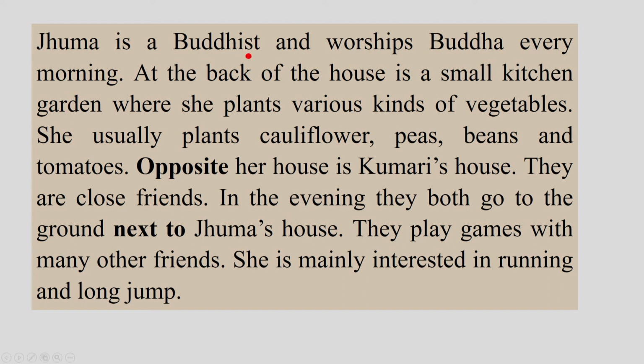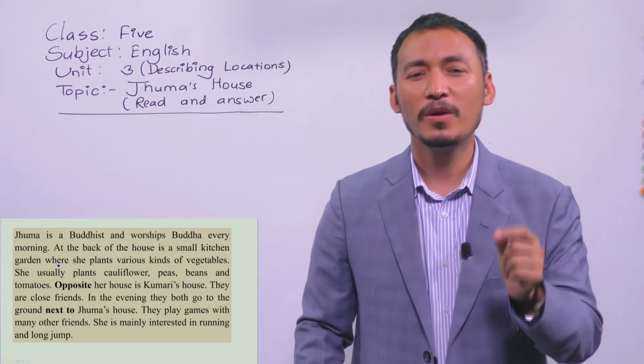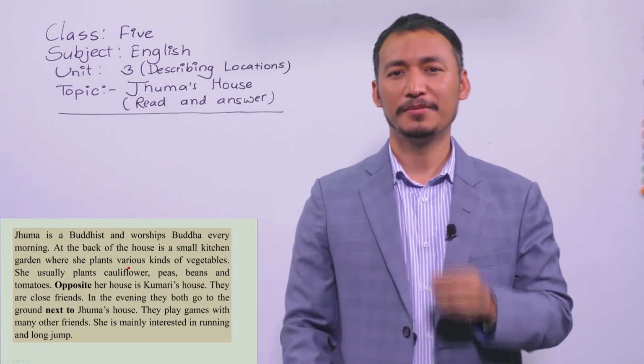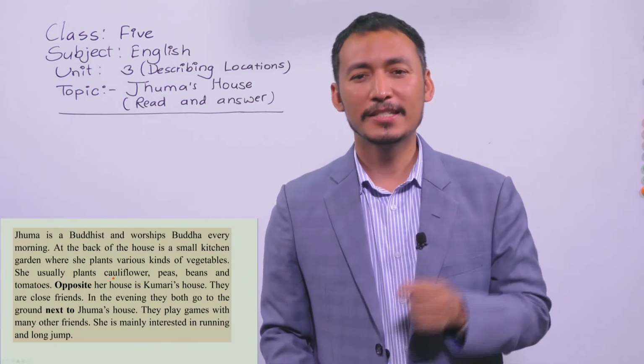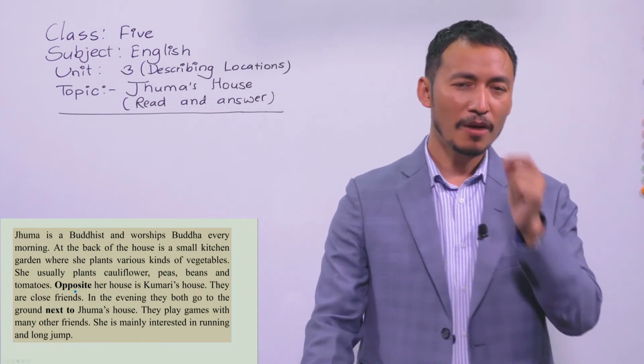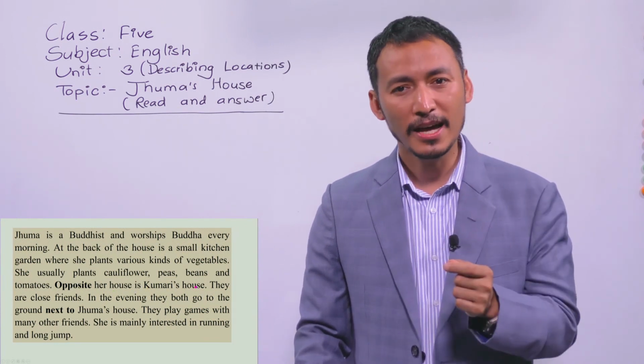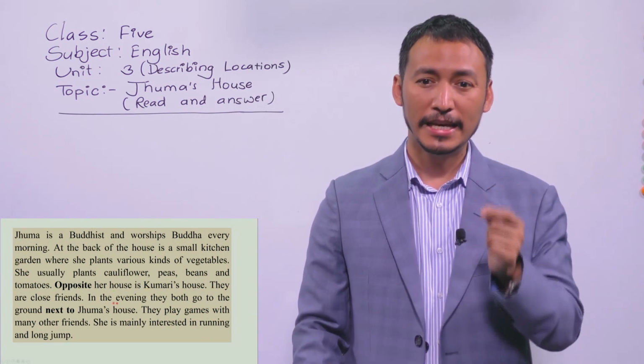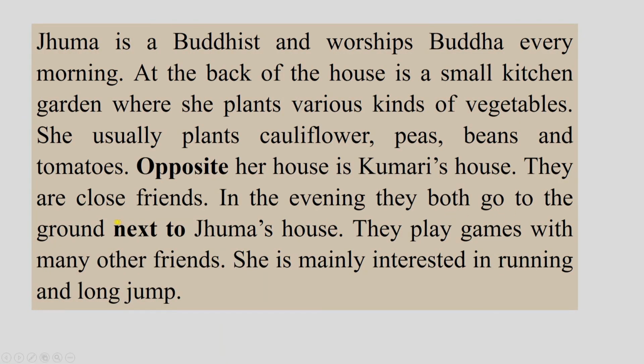Jhuma is a Buddhist and worships Buddha every morning. At the back of the house is a small kitchen garden where she plants various kinds of vegetables. She usually plants cauliflower, peas, beans, and tomatoes. Opposite her house is Kumari's house. They are close friends. In the evening, they both go to the ground next to Jhuma's house. They play games with many other friends. She is mainly interested in running and long jump.